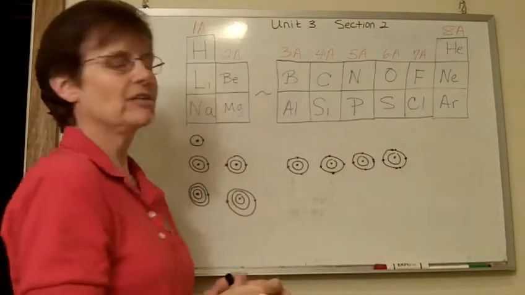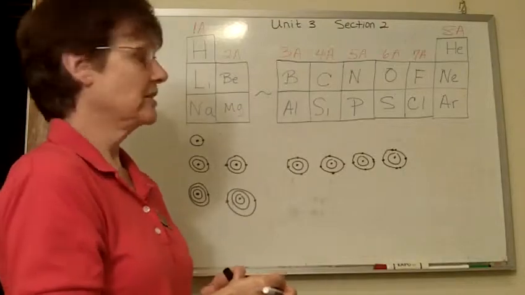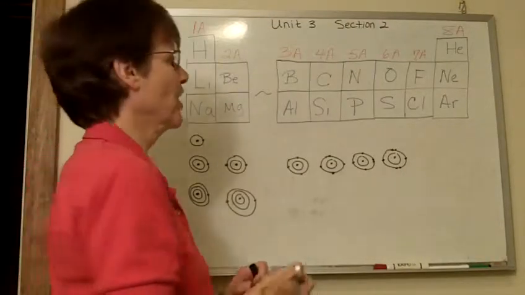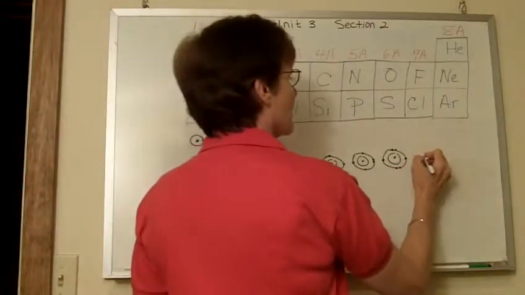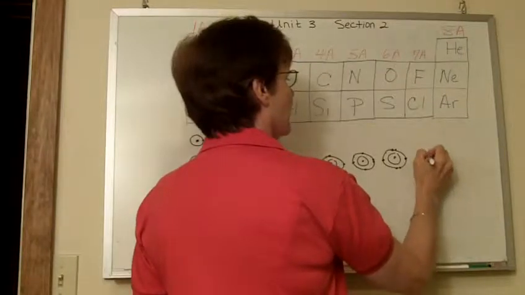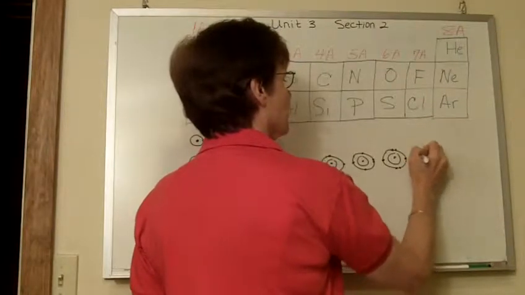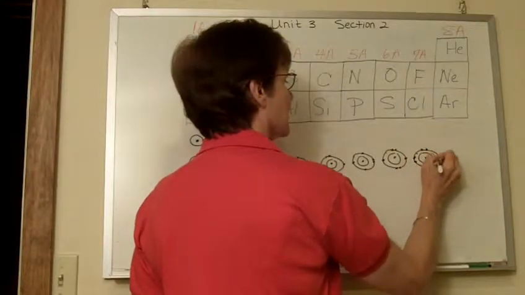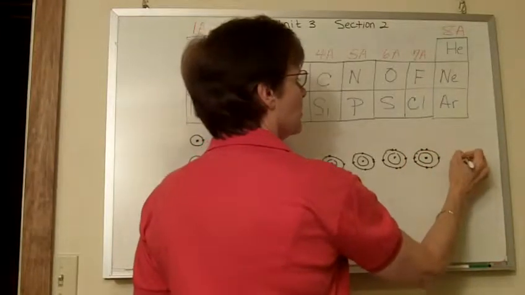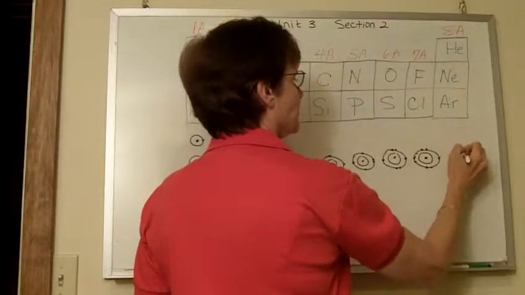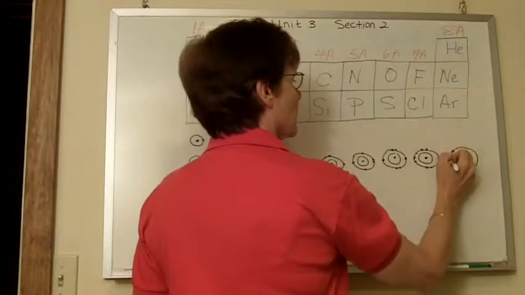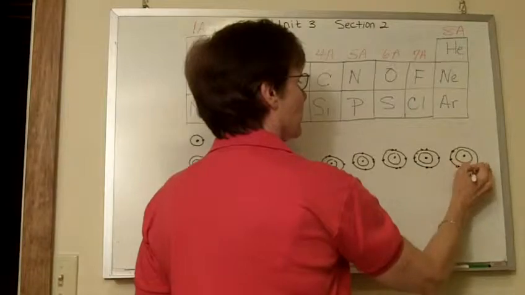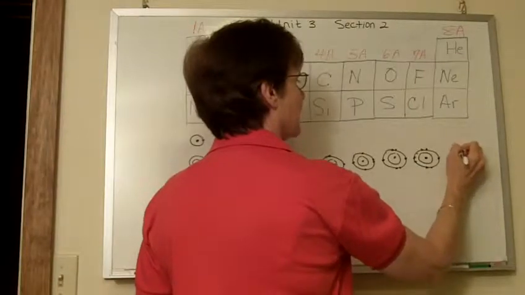And in case you're wondering, it doesn't really matter where you put those electrons. As long as you have the right number in the shell, it's fine. You get 7 for this column. 1, 2, 3, 4, 5, 6, 7. And then lastly, we have 8. 1, 2, 3, 4, 5, 6, 7, 8.